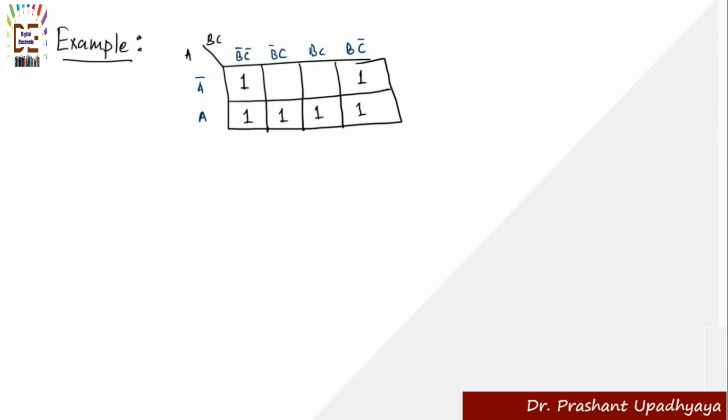Is pairing of 4 possible? Yes, pairing of 4 is possible. So how can I take a pairing of 4? See, first I can take a pairing like this. So here, what answer will I be getting? I will be getting the A.